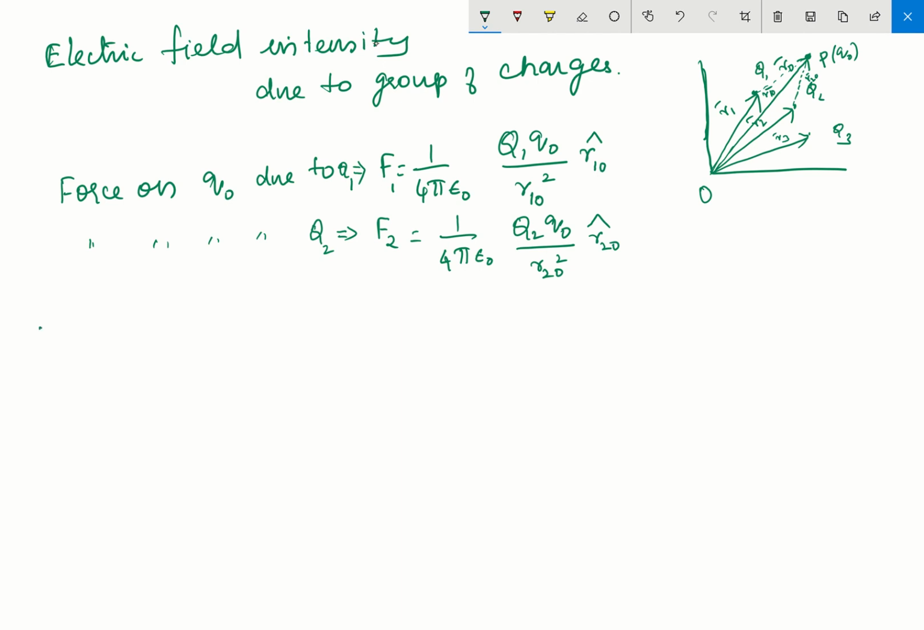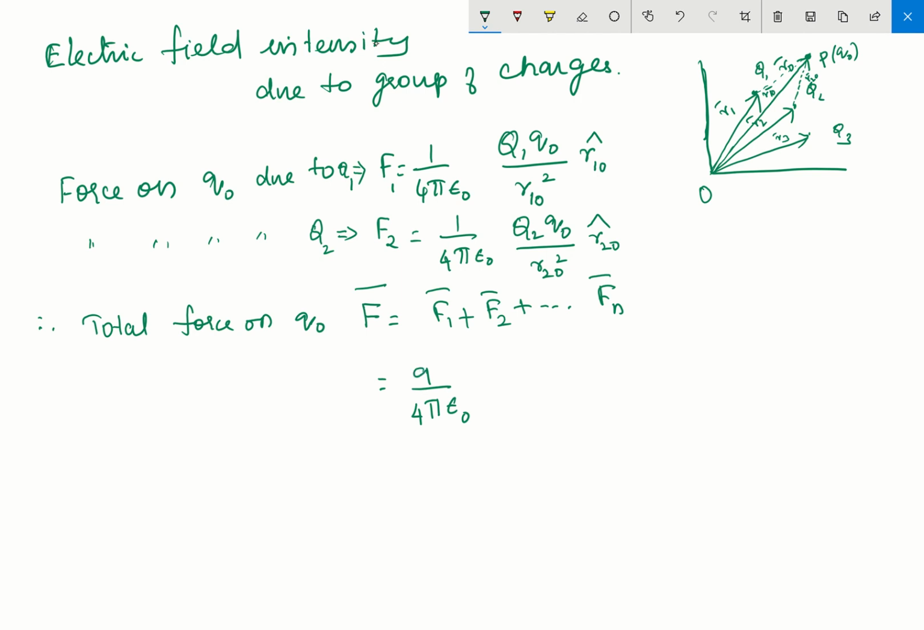Therefore, what is the total force? The total force on Q0 is F, equal to F1 plus F2 plus etcetera up to Fn, as n number of charges are there. That is equal to 1 by 4 pi epsilon naught. Q0 is common, so Q0 times the sum from i equal to 1 to n of Qi divided by Ri0 the whole squared, times the unit vector Ri0.